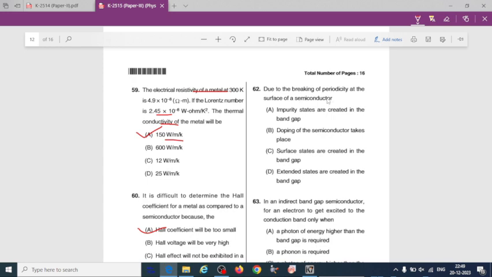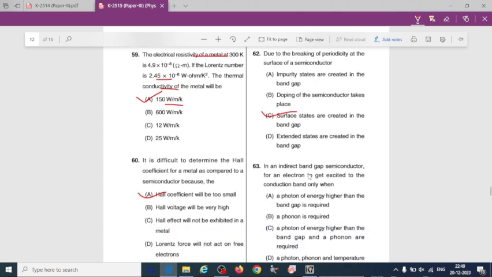Due to the breaking of periodicity at the surface of a semiconductor, impurity states are created in the band gap, doping of the semiconductor takes place, surface states are created in the band gap, or extended states are created in the band gap. Option C, surface states are created in the band gap.